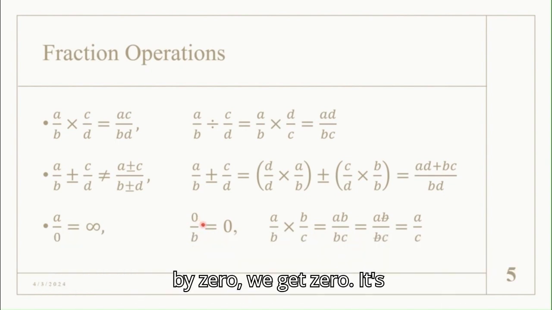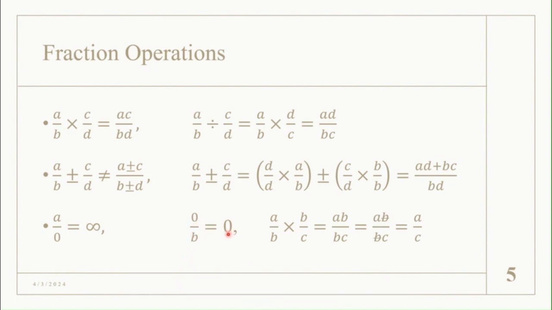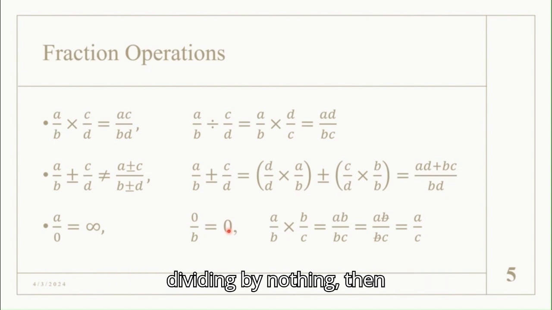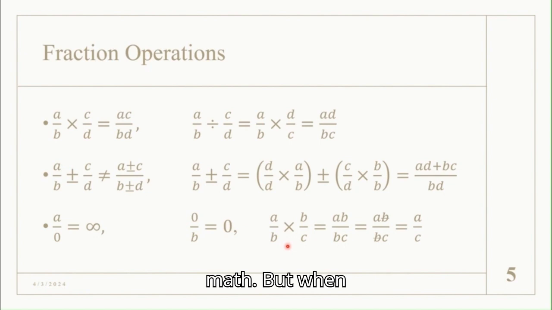Whereas 0 divided by a number is just how many times that number can go into 0. But that's just 0, because 0 is a number that doesn't have value. And so when we divide into it, we just get 0. It's a lot like multiplying by 0, we get 0. It's 0 of nothing. Like when you have 0 of something, it's 0. But if you're dividing by 0, so you're dividing by nothing, then you would get everything, which makes no sense. It doesn't work with math.